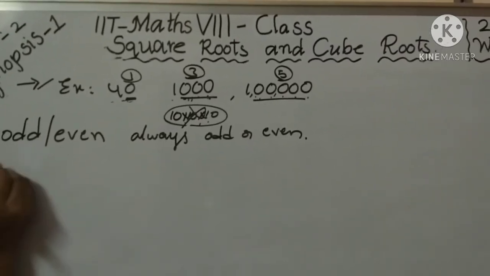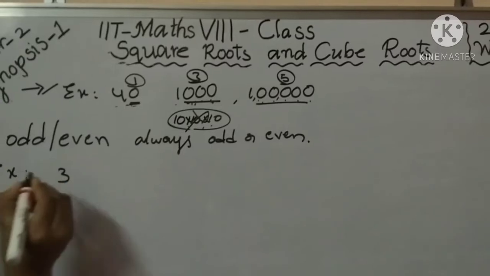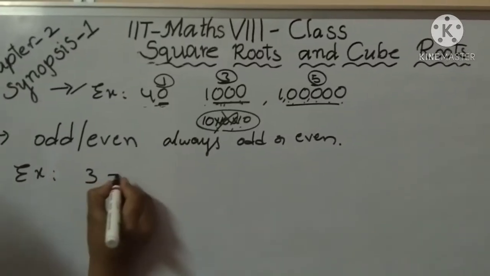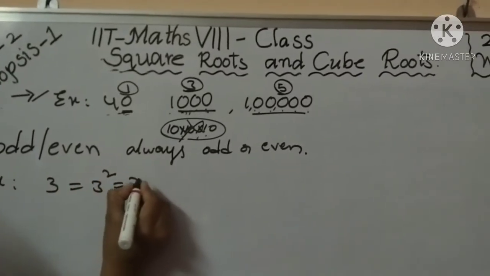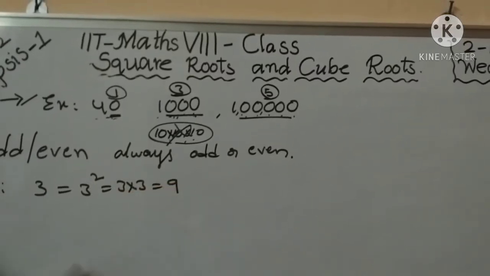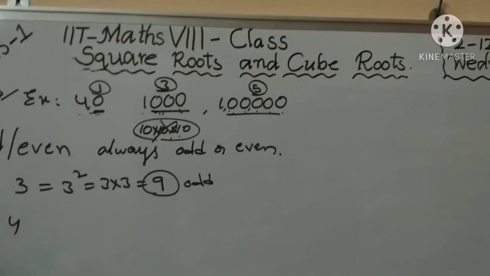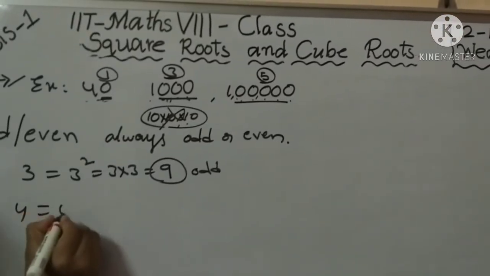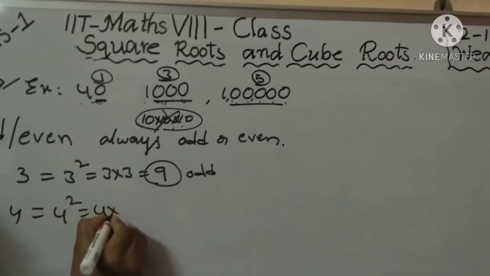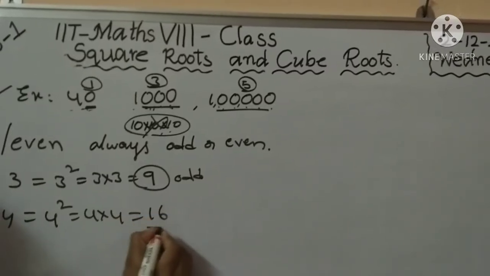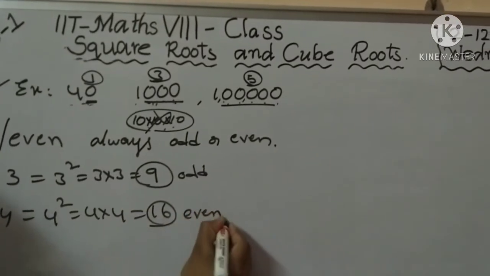For example, 3 is an odd number. The square of 3 equals 3 squared, which means 3 threes are 9. Is 9 an even number or an odd number? Odd number. Next, take 4. The square of 4 equals 4 into 4, 4 fours are 16. It is an even number.